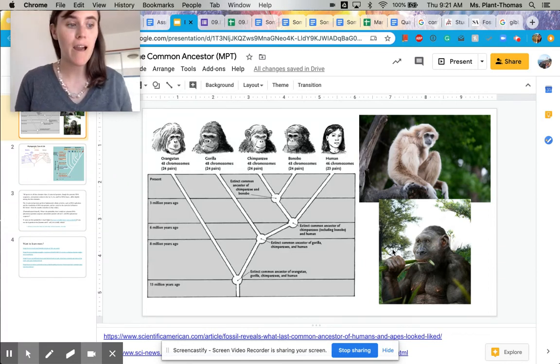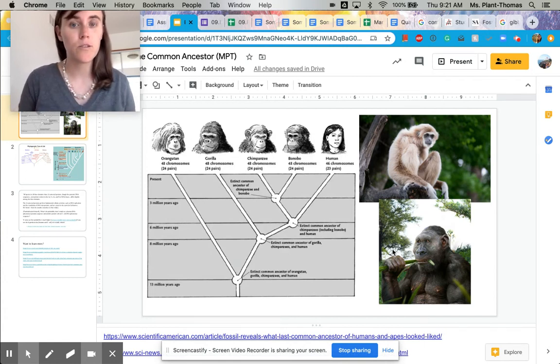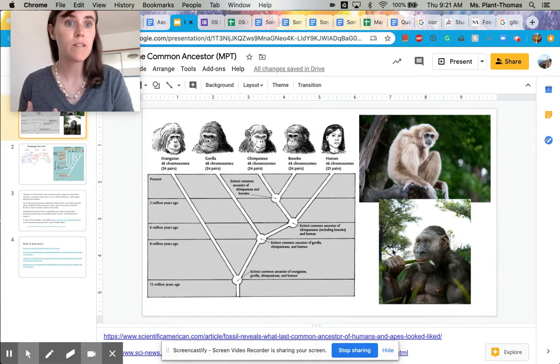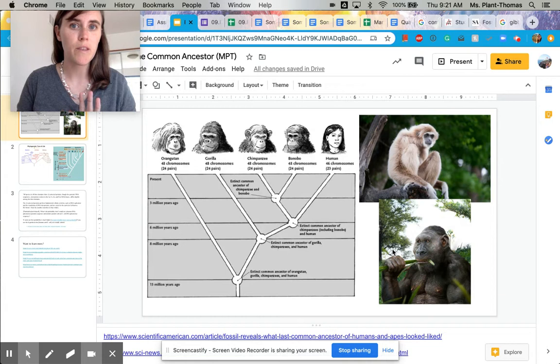A bunch of you asked, how is it that we've all evolved from a common ancestor? What is a common ancestor? What's the common ancestor that humans have with apes? There were a bunch of questions about this, and so I wanted to just go over that topic. So first, to clarify, what is a common ancestor?